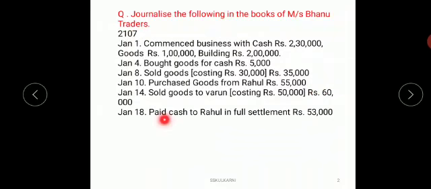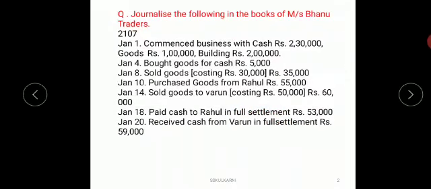Next, paid Rahul in full settlement. Now when I say in full settlement, that means you are going to put an end to the relation between yourself and Rahul. So Bhanu Traders and Rahul are going to complete the existing relations. So in full settlement has the element of discount which is existing. Next, received from Varun in full settlement rupees 59,000. It is on 20th.